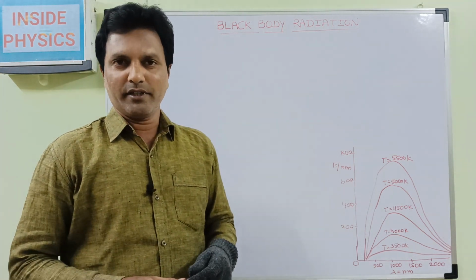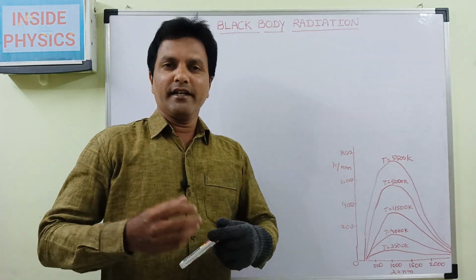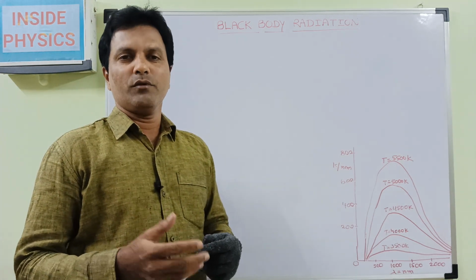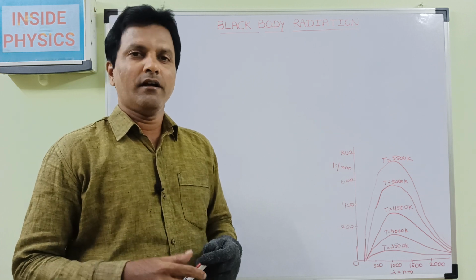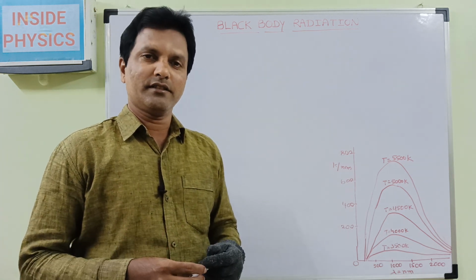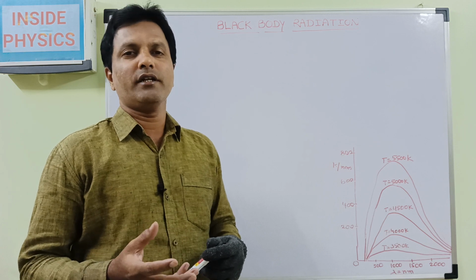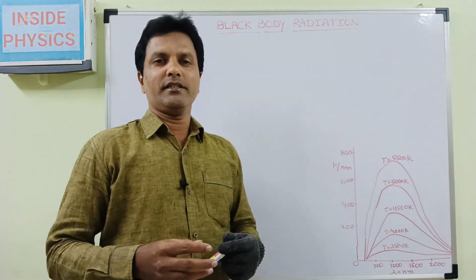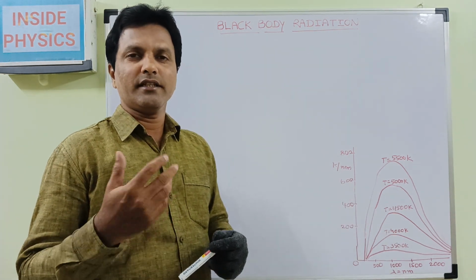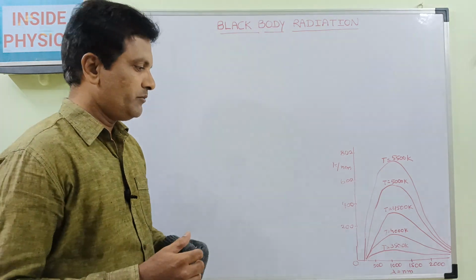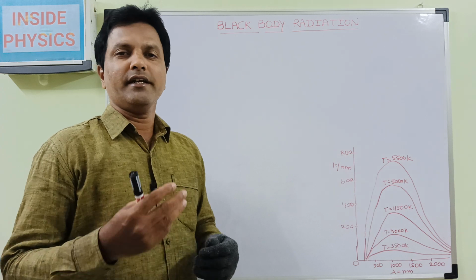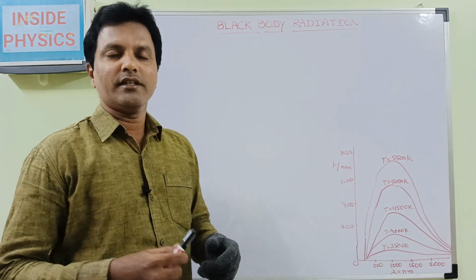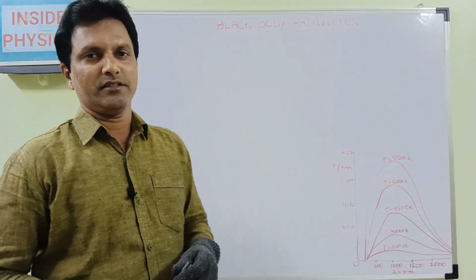What is called thermal radiation? The radiation emitted by a body by virtue of its temperature. How does a body get temperature? When we heat a body, it will get temperature and the temperature of the body increases. So when we heat a body, the object will radiate some energy. That is called thermal radiation.